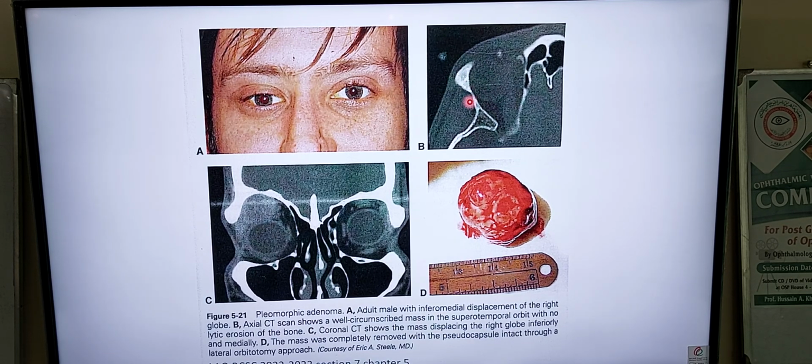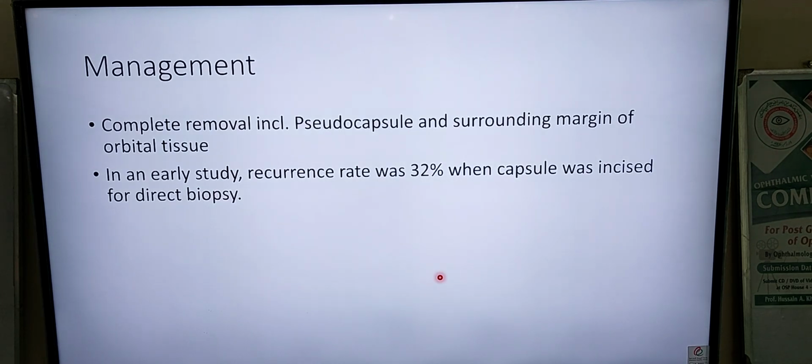Coronal CT showing mass with globe displacement, and this is the specimen with a pseudocapsule. Management includes complete removal with inclusion of the pseudocapsule and surrounding margin of the orbital tissue. However, we mostly avoid taking direct biopsy before the excision because देखा गया कि 32% cases में recurrence हो गई थी.